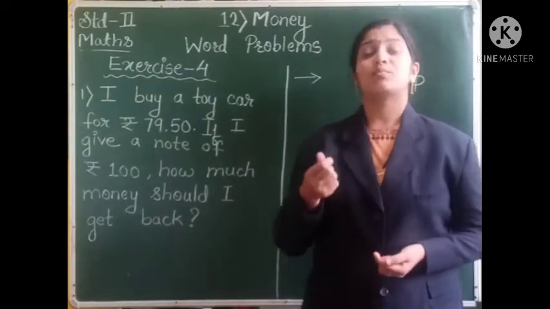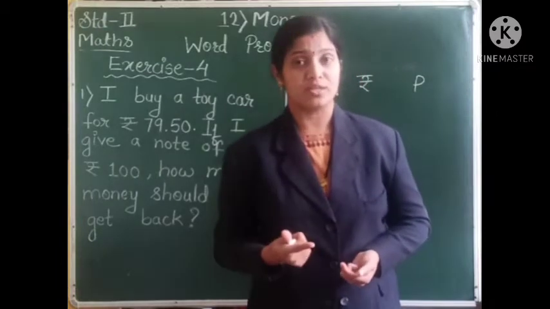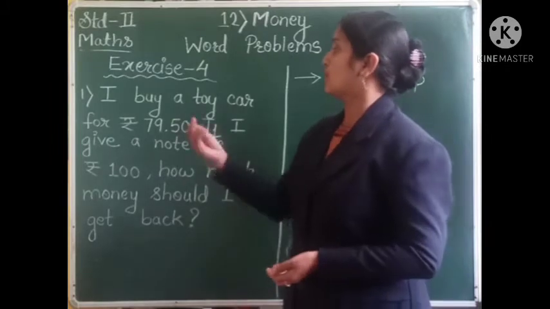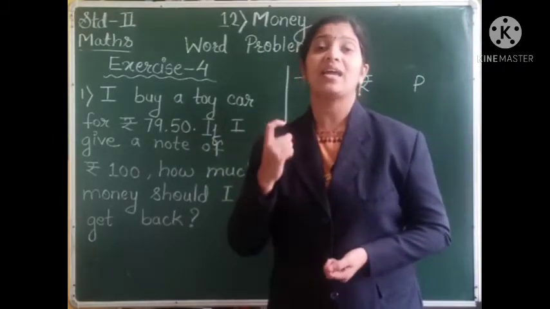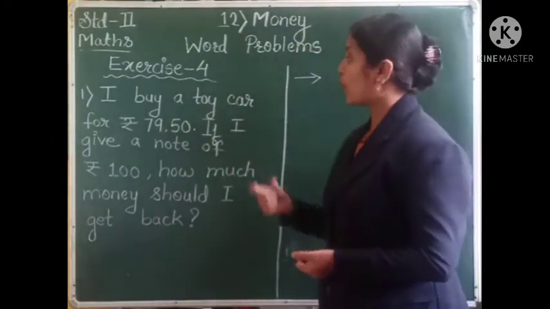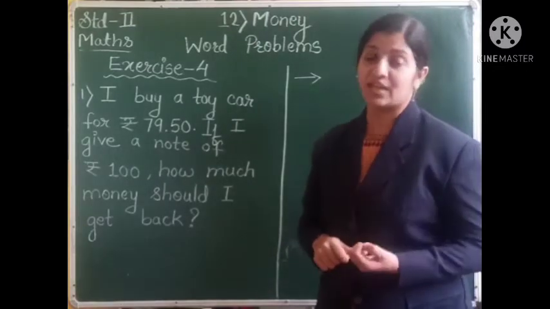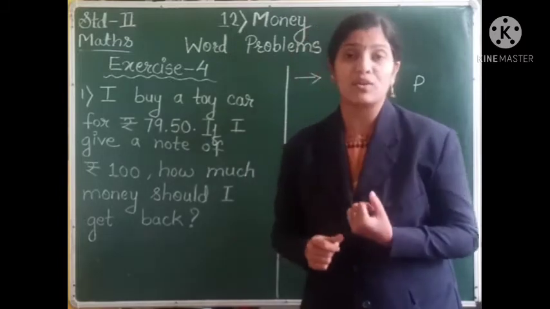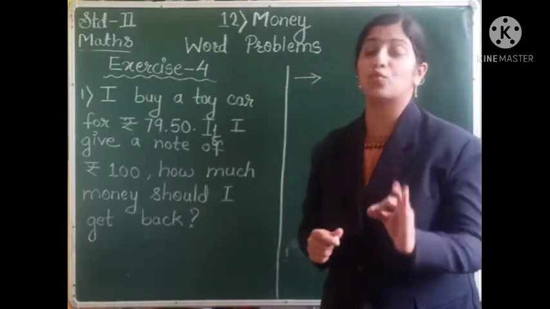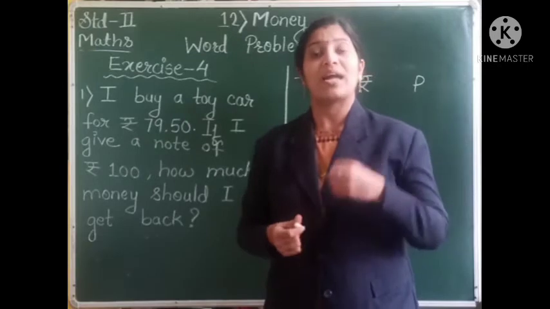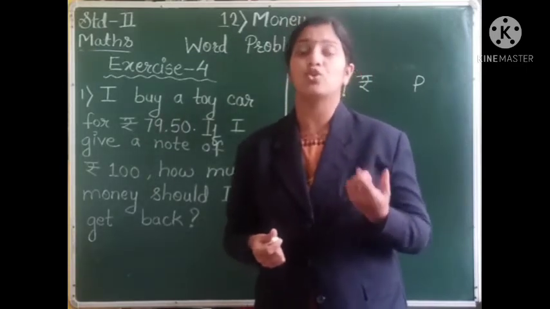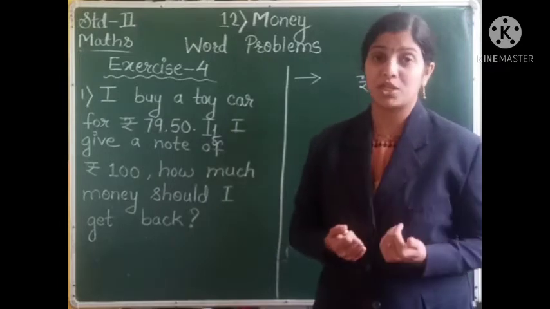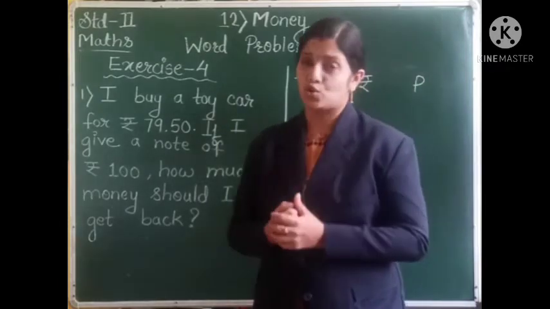So here the problem is given to us in words. We have to understand it and then start solving it. So maybe a boy says that I buy a toy car for rupees 79.50 paise. And the money that I was having with me is a note of rupees 100. So I gave that note of rupees 100 to the shopkeeper, and now he is asking us how much money should I get back from that shopkeeper.